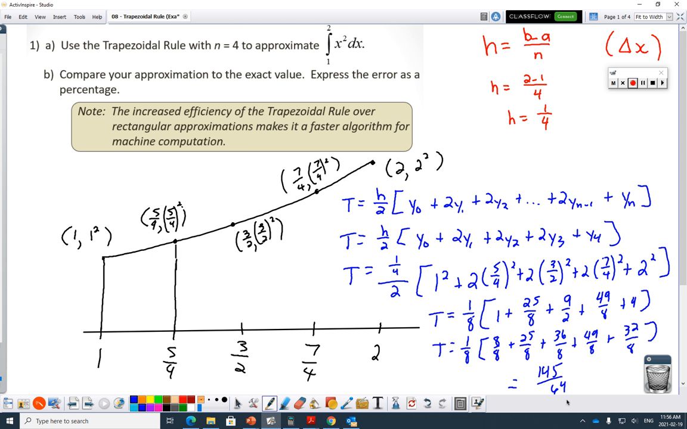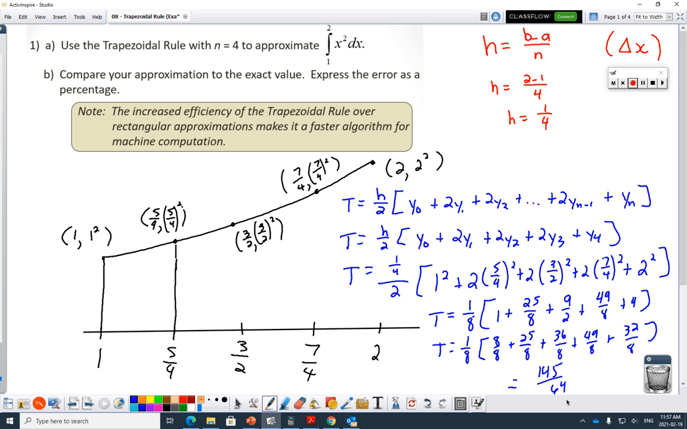So that must have been 150 somehow. So where's my mistake? It's driving me nuts. 25 over 16, 50 over 16, which would be 25 over 8. 9 over 4 times 2 is 18 over 4, 9 over 2. 49 over 16 times 2 is 49 over 8. And then the number 4. 8 over 8, 25 over 8, 36 over 8, 49 over 8, 32 over 8. Add it the other way. 81, 117, 142, 150. It was just the adding.